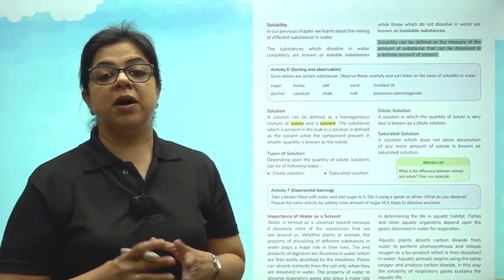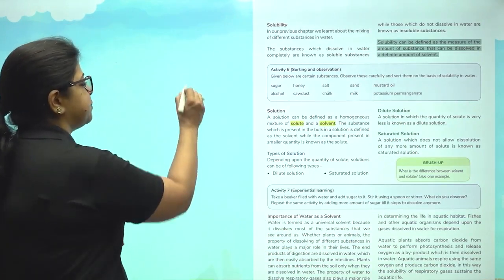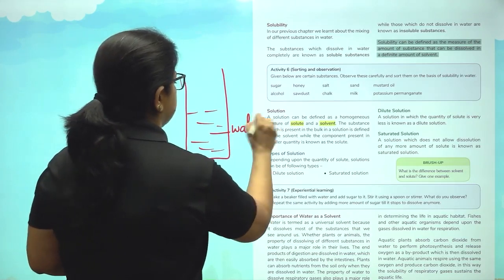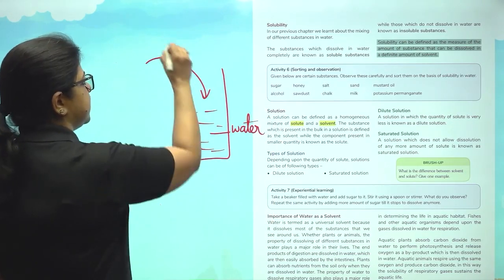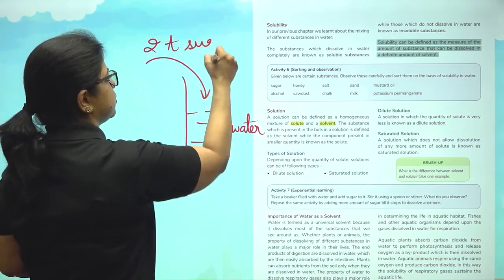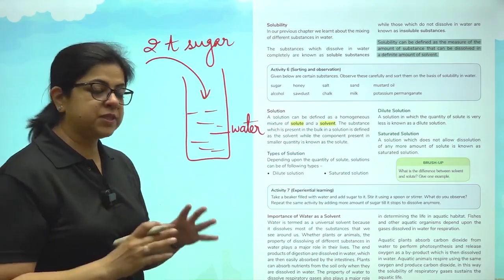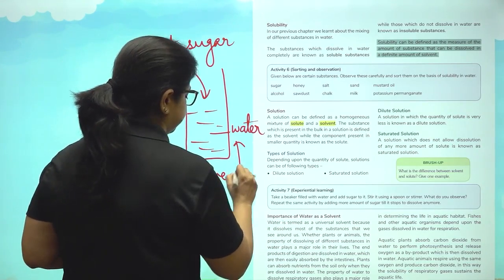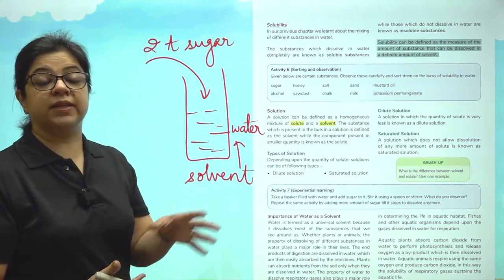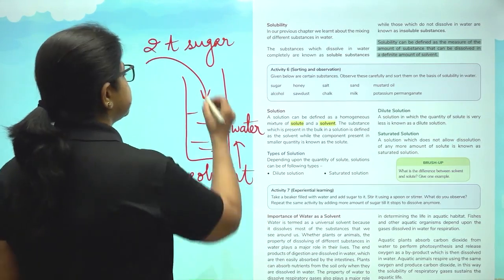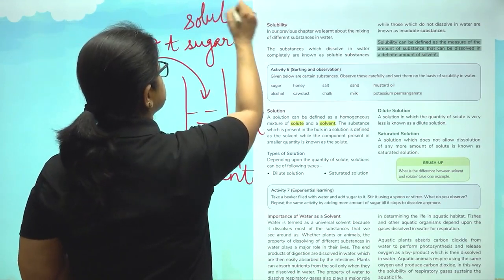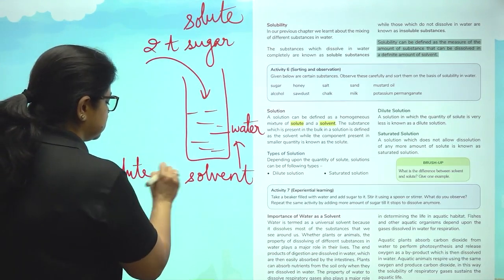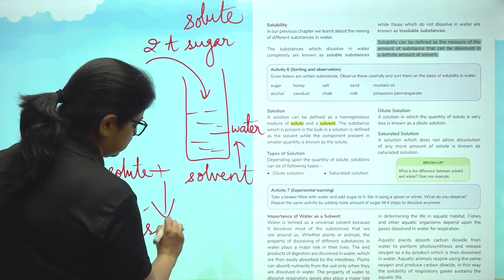Next, let us understand about a solution. So, let's take the example of water in a container. Let me add to it, say, 2 teaspoons of sugar. Now, the substance that is taken in the container is known as the solvent, which will dissolve the other substance into it. And the substance that is going to dissolve is known as the solute. And together, solute plus solvent make up the solution.